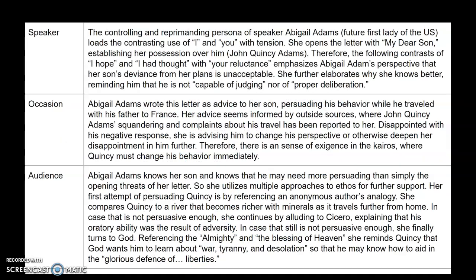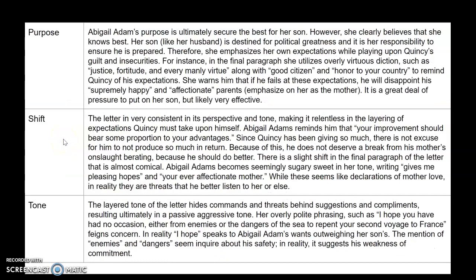Then from these annotations, I would go to my next step, which is to make my SOAPST table. Here on this slide, we have the speaker, occasion, and audience. If you can, please go ahead and pause and read through the SOAPST responses for these three areas of study. All right, so now that you've read through the speaker, occasion, and audience analysis, go ahead and do the same for the last half of the SOAPST table for purpose, shift, and tone.